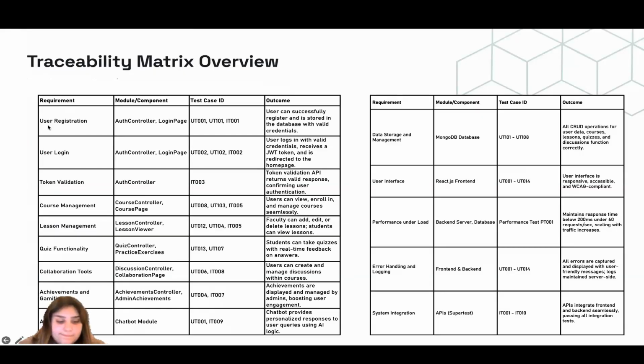Moving on to the traceability matrix, the represented traceability matrix aligns requirements with testing outcomes to ensure system robustness. What is presented throughout this traceability matrix is that, in terms of data storage and management, CRUD operations for user data, courses, and discussions passed according to the test cases UT001 to UT008.